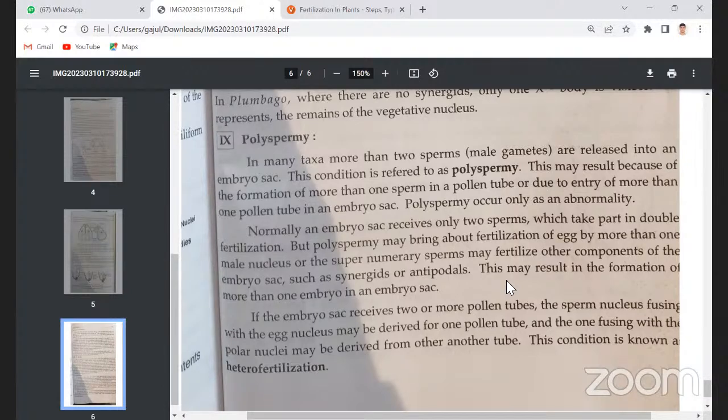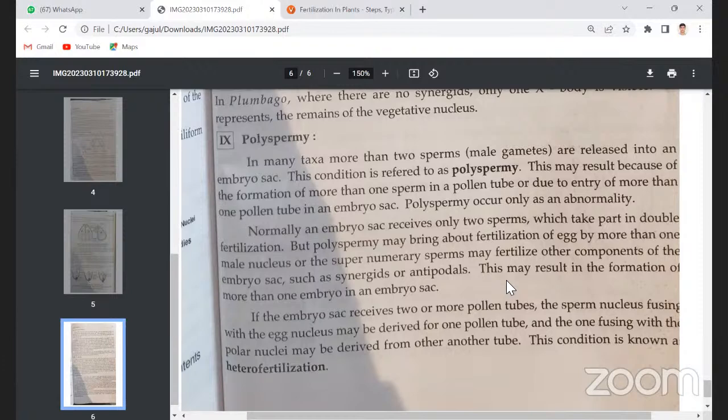Normally, an embryo sac receives only two sperms which take part in double fertilization, but polyspermy may bring about the fertilization of the egg by more than one male nucleus, or the supernumerary cells may fertilize other components of the embryo sac, the synergids or antipodals. This may result in the formation of more than one embryo in the embryo sac.